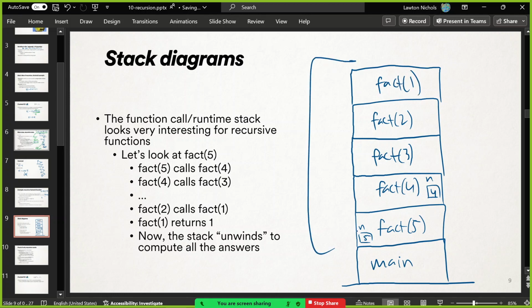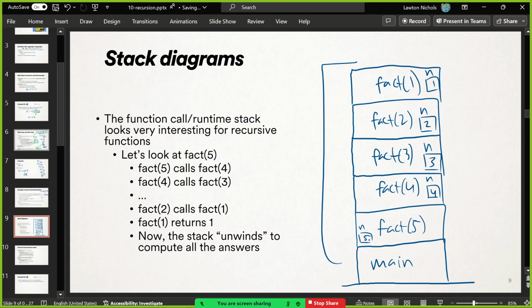So I have 5 calls to fact sitting on the stack right now. They're all waiting on each other. All the ones below, at least. And so they all have their own n variable, right? That's the thing that I want the factorial of right now. This n is 1, this n is 2, this n is 3, 4, and 5. So does that make sense? There's 5 separate fact calls right now. They're all waiting on each other.